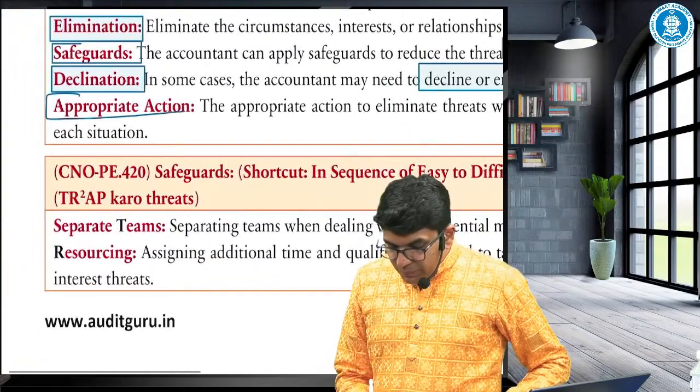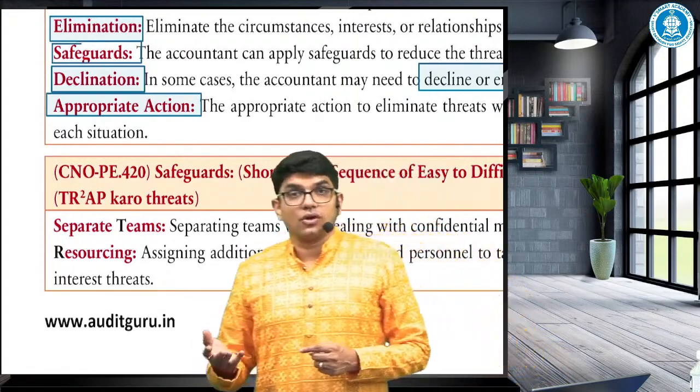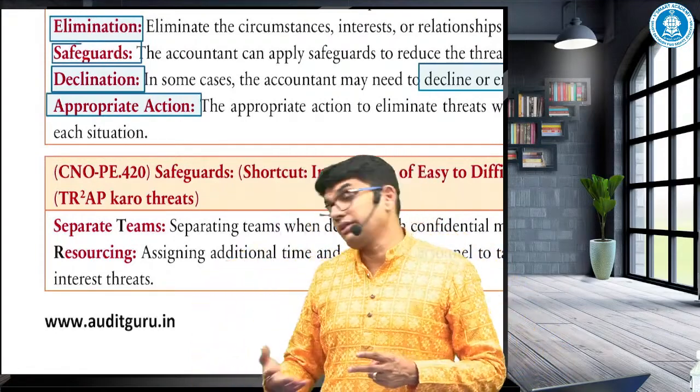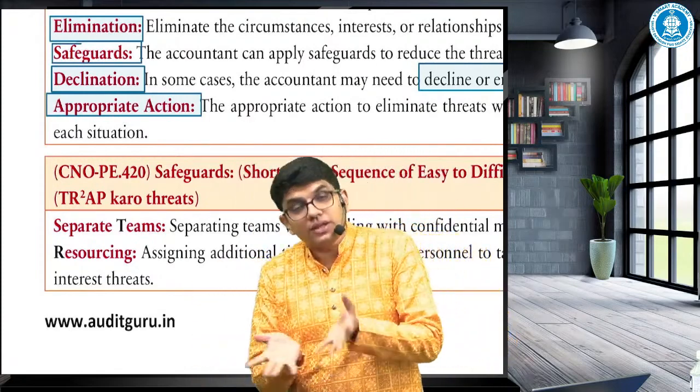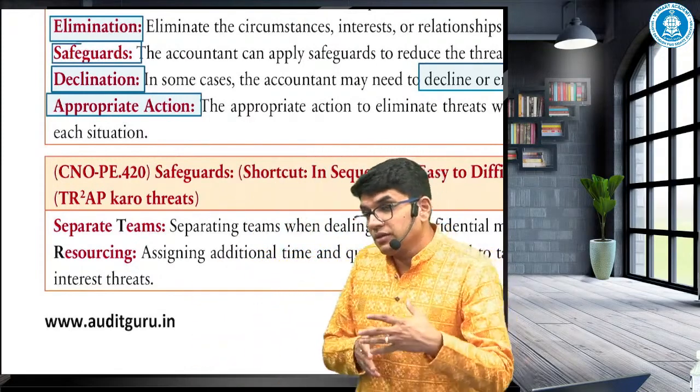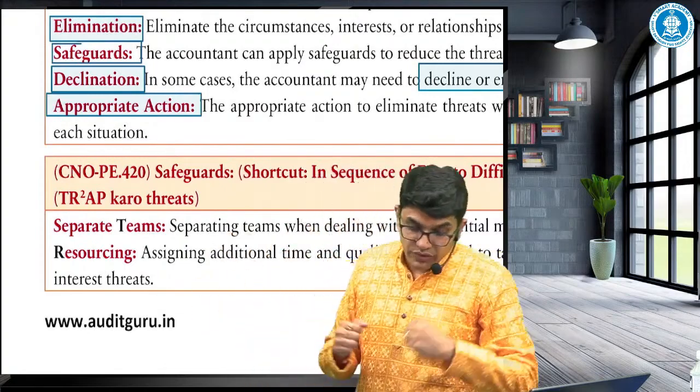We need to take appropriate action. Either we will go for elimination or we will go for safeguarding, or if it is not possible, then we go for withdrawal. So we have three things to be done. We'll have to see, depending on the situation, what things we can do.